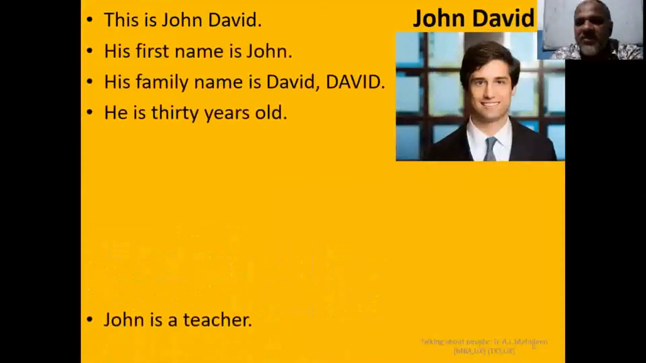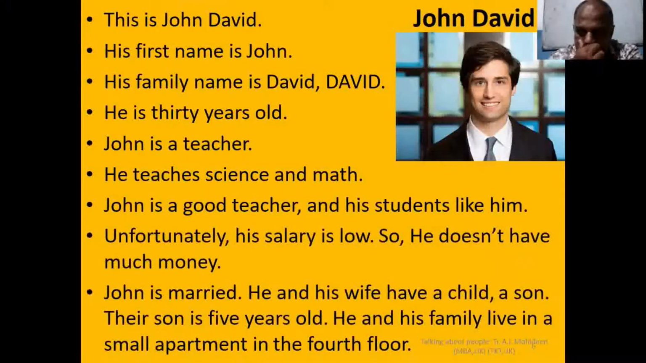Reading comprehension. Information. This is John David. His first name is John. His family name is David. He is 30 years old. John is a teacher. He teaches science and maths. John is a good teacher. His students like him. Unfortunately, his salary is low. He doesn't have much money. He is married. He and his wife have a child, a son. Their son is 5 years old. He and his family live in a small apartment on the 4th floor.